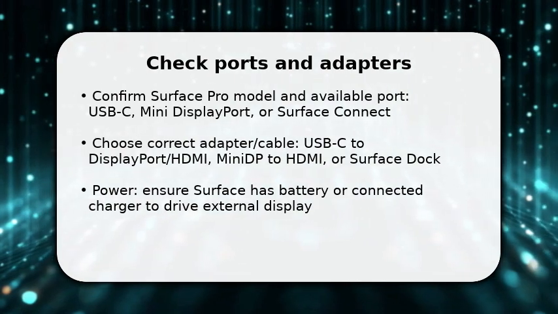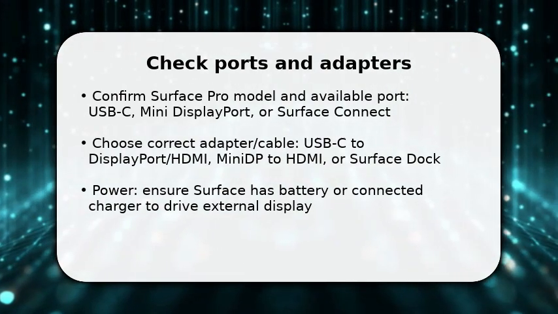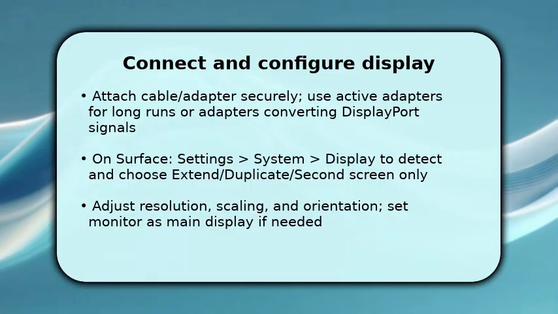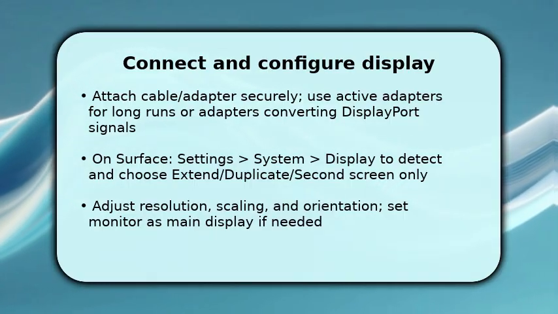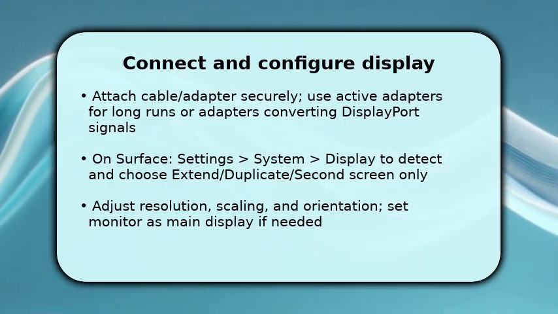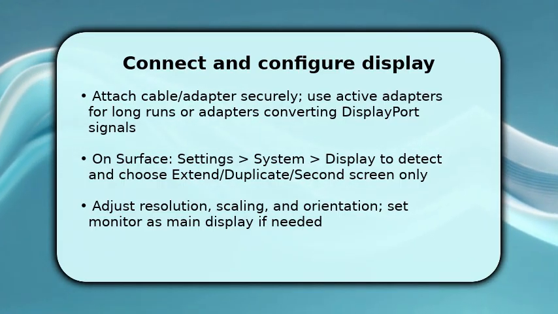Now connect the cable firmly. If you're converting signals, mini DP to HDMI, use an active adapter for reliable syncing. Once connected, use Settings, System, Display on your Surface to detect the monitor. Windows usually finds it automatically, but Detect helps when it doesn't.